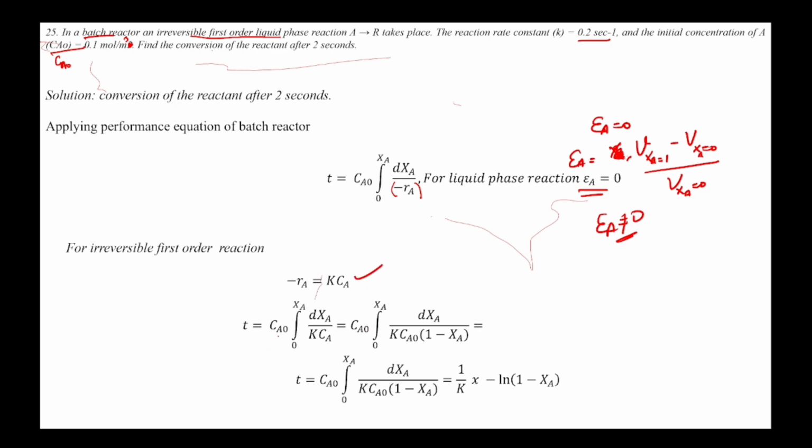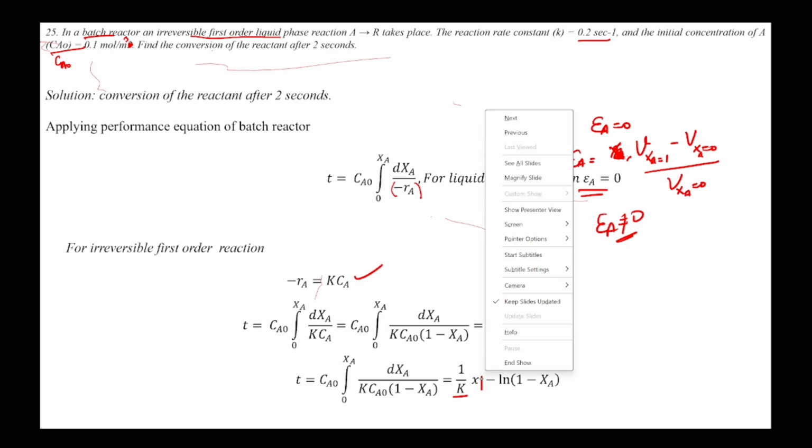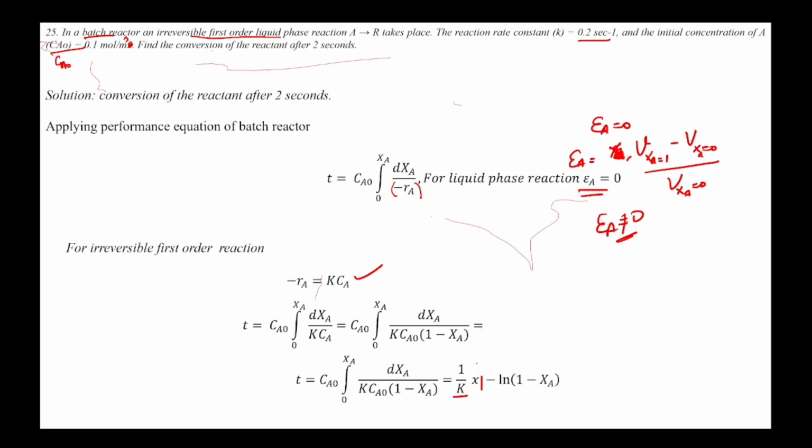t is equal to CA naught integral from 0 to XA of dXA over k CA. Just put the value of minus rA in here. Then CA is CA naught times 1 minus XA. Then CA naught and CA naught will cancel out, and 1 by k will come out, into this whole term. Sorry, this is a bracket here. Okay, like this. So this is the sign of multiplication.